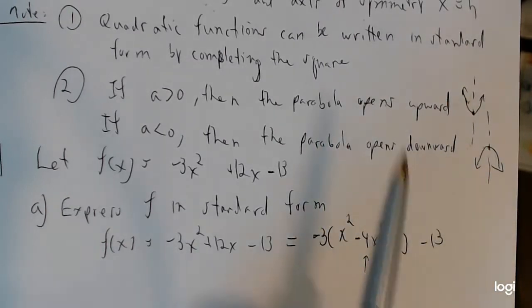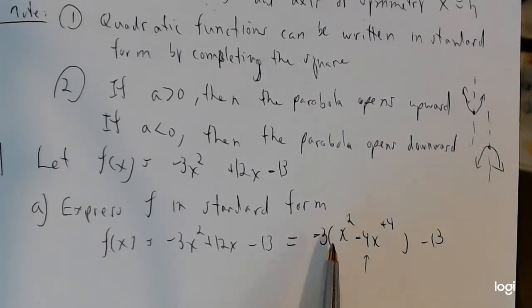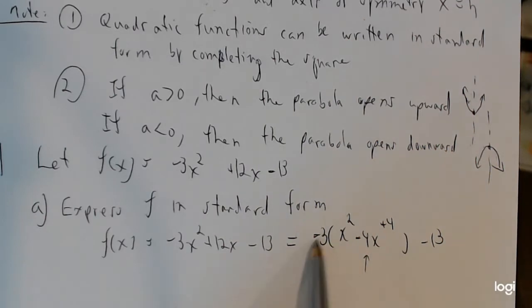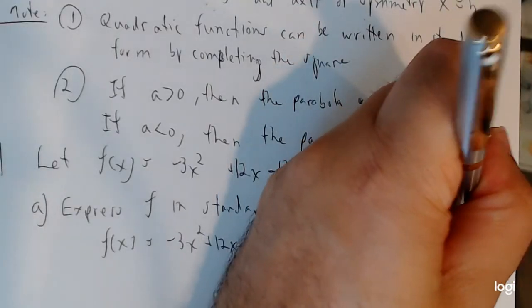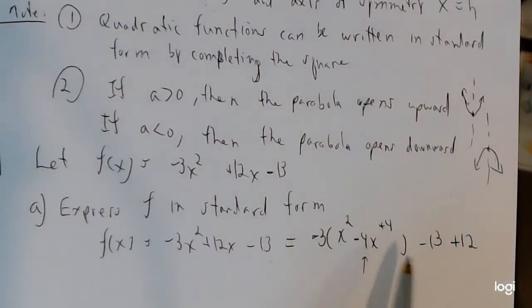But let's be careful though. I'm not really adding a 4. What am I really adding? I'm really adding a 4 times negative 3. So in reality, I'm adding a negative 12, aren't I? So to keep this balanced, since I'm adding a negative 12 because of the negative 3 times 4, I also have to add a positive 12 because I want to make sure that this is balanced out.